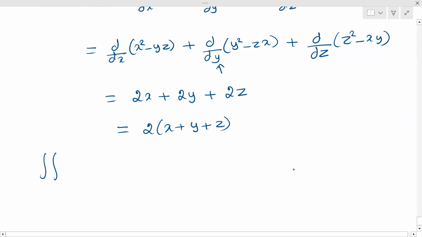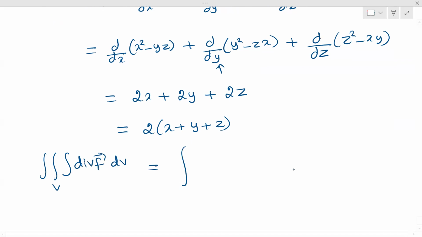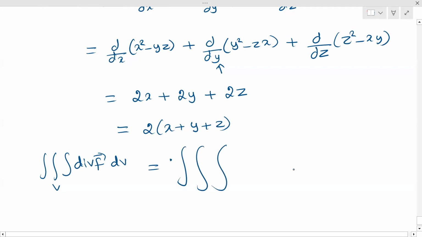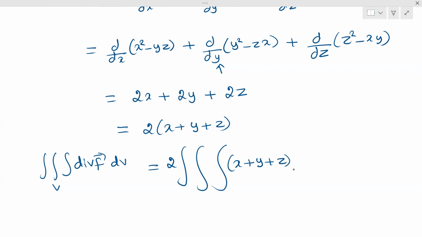So for the RHS, what is the formula? Triple integral of divergence F dV, where divergence F we just calculated is 2 times x plus y plus z. Here we have to find the limits. The limits are given in the problem directly: x varies from 0 to a, y varies from 0 to b, z varies from 0 to c. So the order is dx, dy, dz.